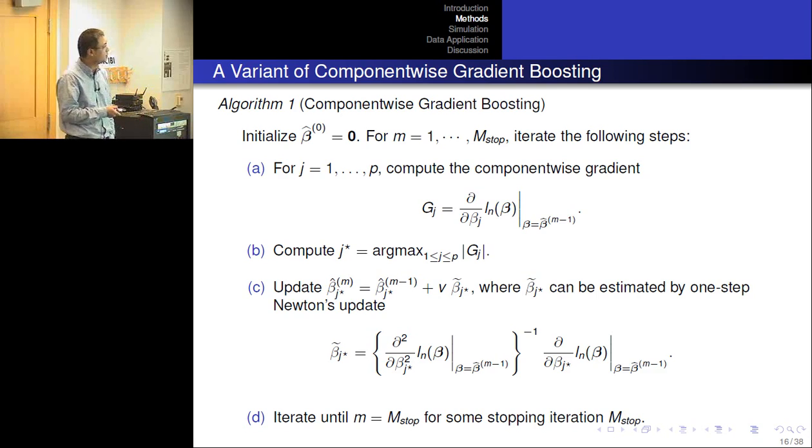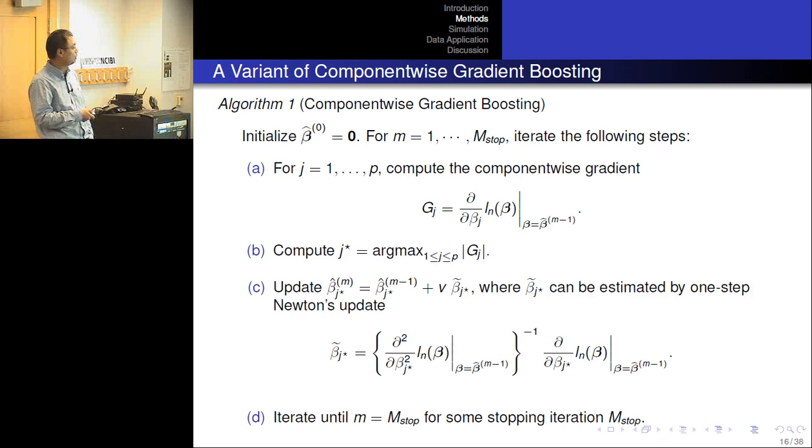But this time, it's more like the low-dimensional setting, like the score function. We calculate the gradient with respect to each individual covariate parameter, beta j. And then we rank the absolute value of this gradient value. Then the optimal component is selected by this criterion. And at each step, again, we only update one variable, for example, the j star we choose from this criterion.